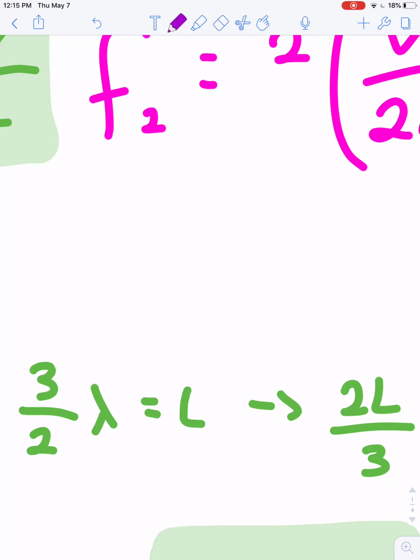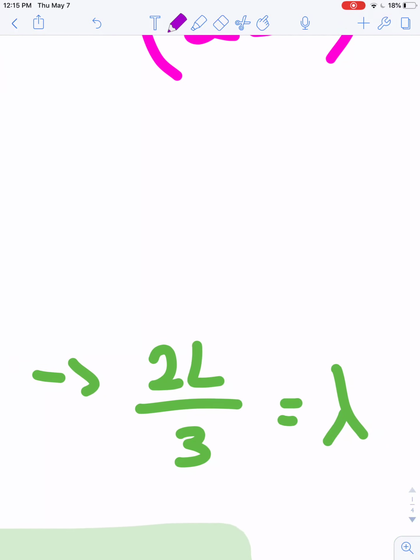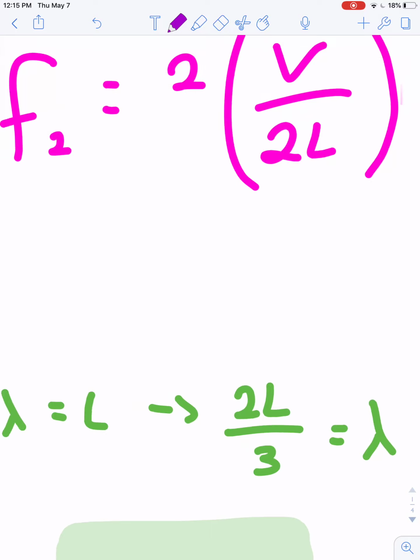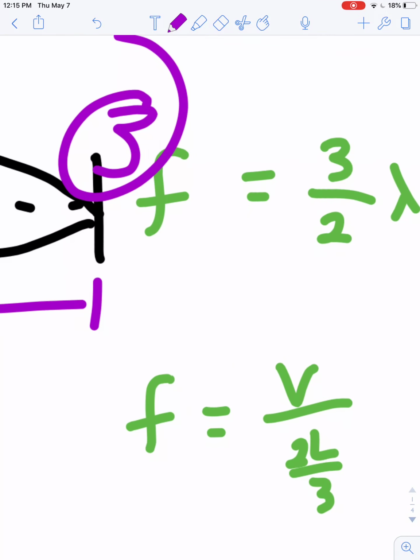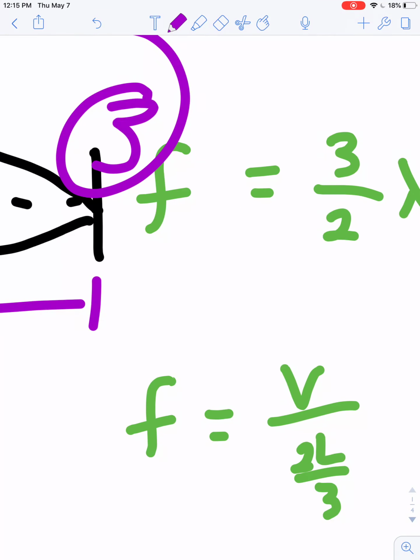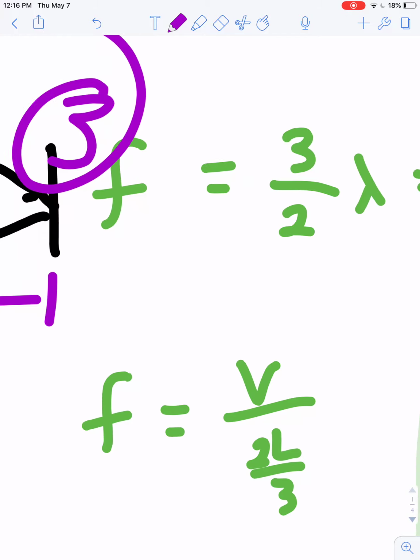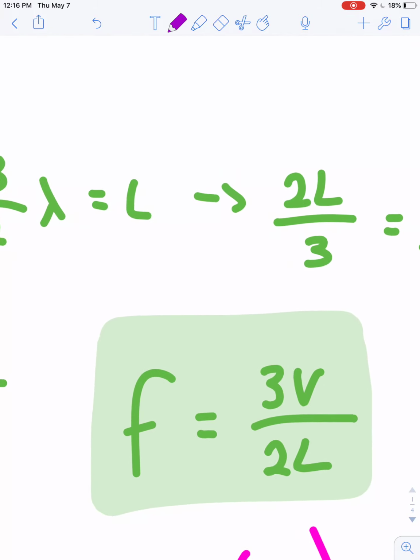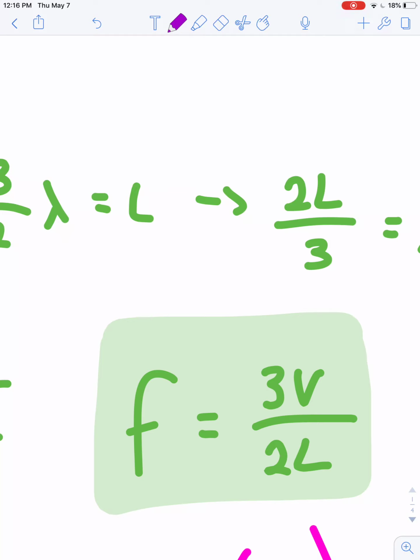If we rearrange that, the wavelength is going to be 2 times the length divided by 3. So we plug that into our frequency equation: frequency equals velocity divided by 2 times the length divided by 3. That 3 at the bottom moves to the top of the fraction, giving us frequency equals 3 times the velocity divided by 2 times the length.